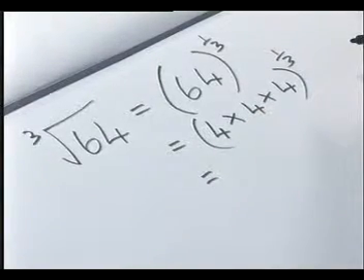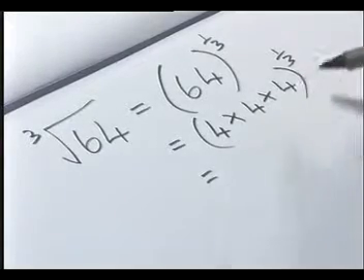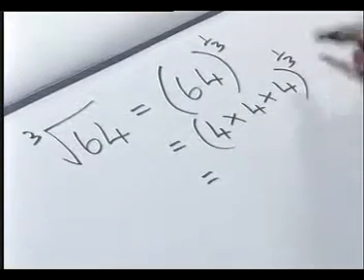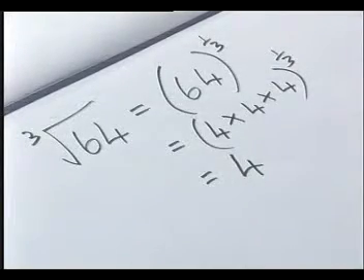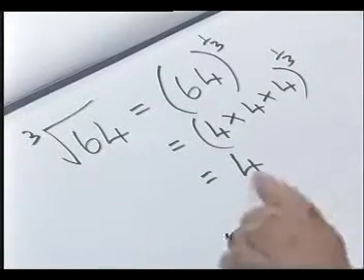And the answer is dead easy. We want to know what number times by itself 3 times gives you 64. Well, it's obvious because of what we've just written. It must be 4. So the cube root of 64 is 4.